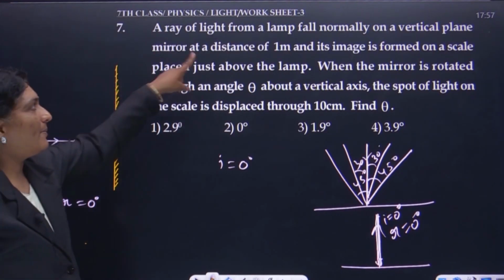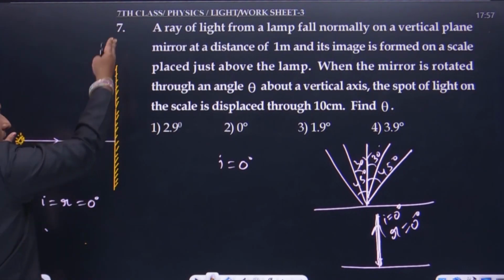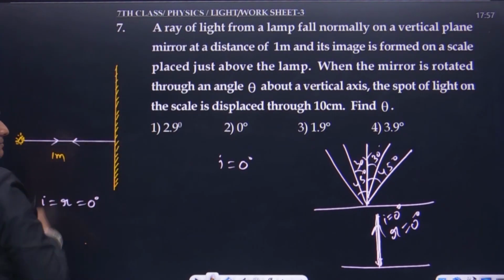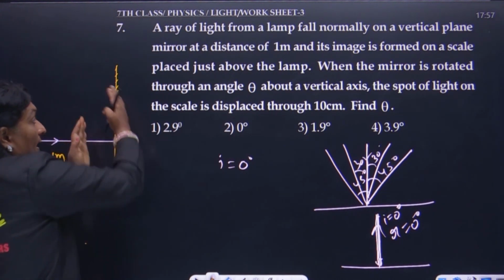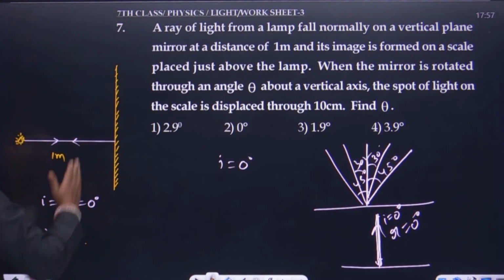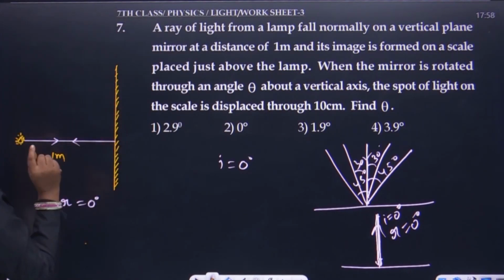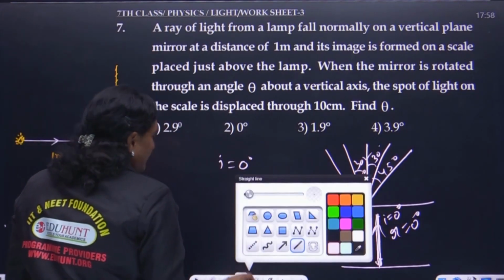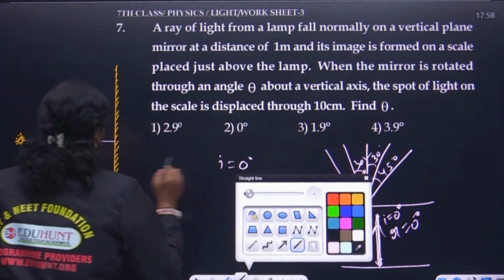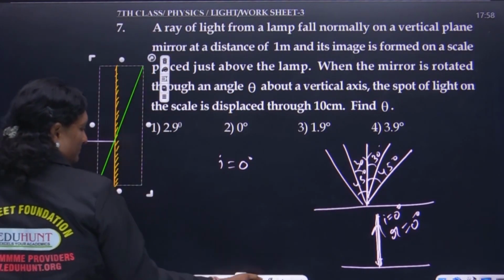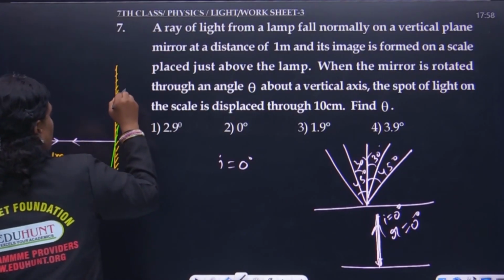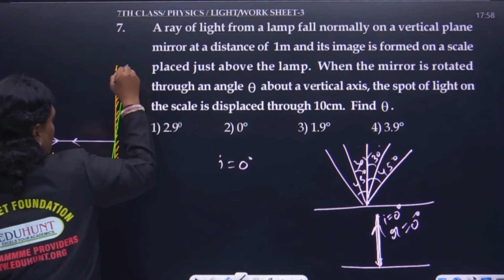So, a ray of light from a lamp falls normally on a vertical plane mirror at a distance of 1 meter, and its image is formed on a scale placed just above the lamp. So, the image is being observed. When the mirror is rotated through an angle theta, what is the next step? This mirror is being rotated by some amount. So, let us suppose that this mirror is now rotated to a new position, something like this.